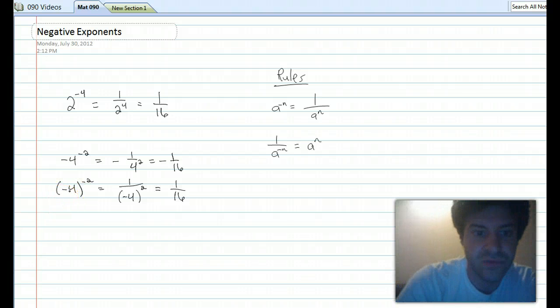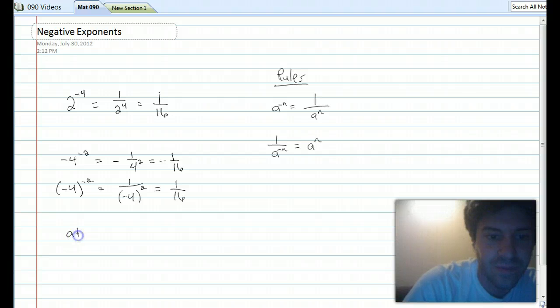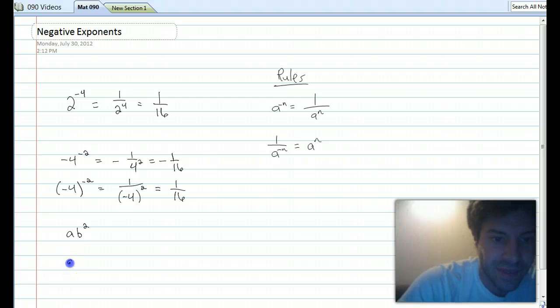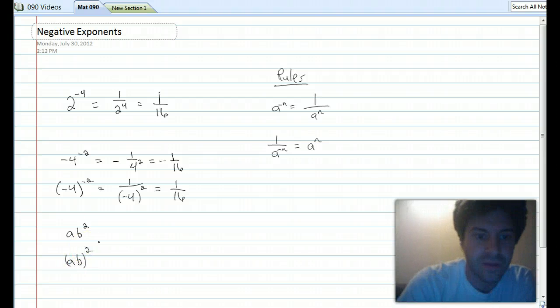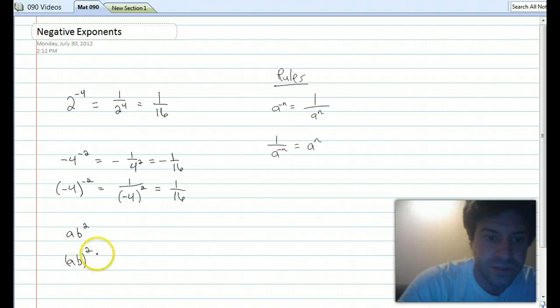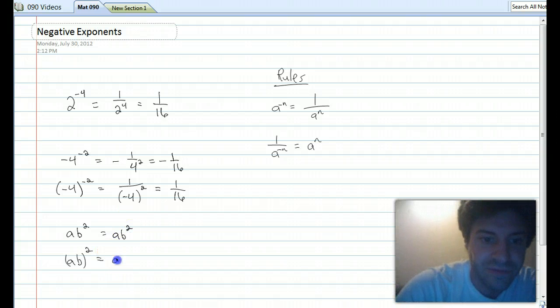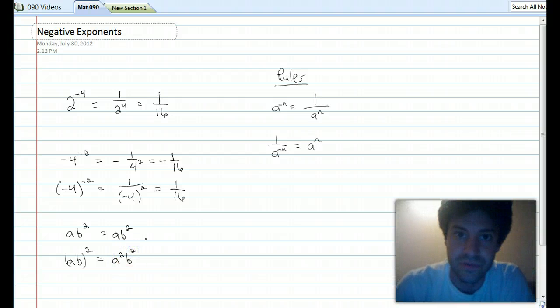Along those same lines, if we had something like a b squared, that's a very different thing from a b, the whole quantity squared. In the first line, just the b is squared, but in the second line, both the a and the b are squared. So the first line stays exactly the same. You can't really do anything to simplify it. The second line, if you're going to simplify it, it would look like a squared, b squared. So those are two different things as well. So just keep those things in mind.